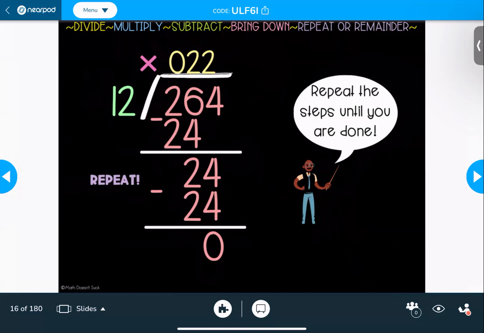There are no numbers left inside of our division house. We've subtracted down to 0. This means that we are done. Remember, if we had a number below and it was less than 12, that would be our remainder.